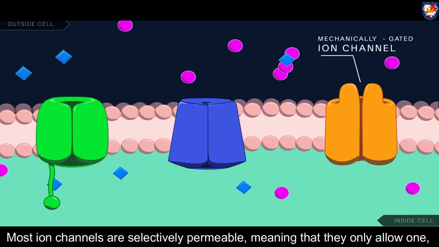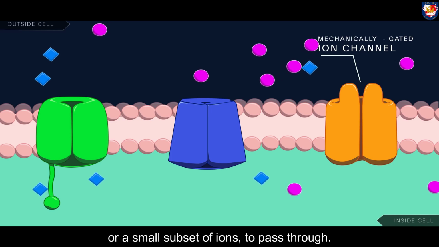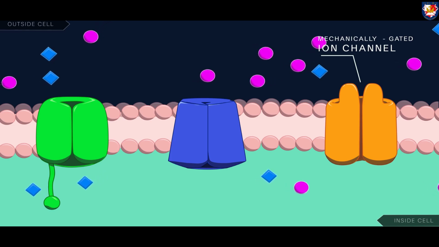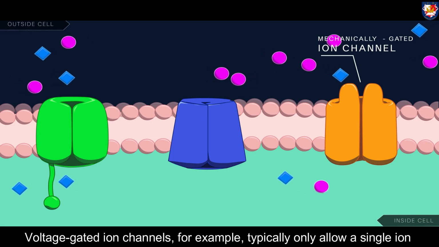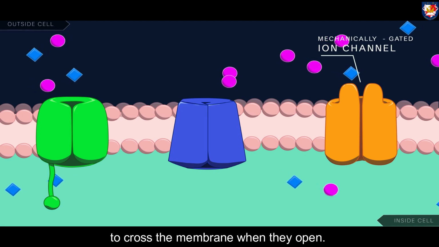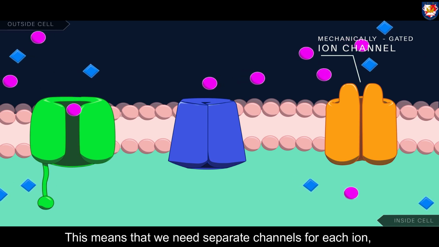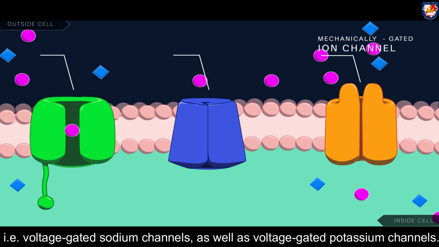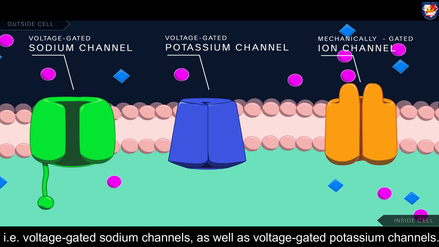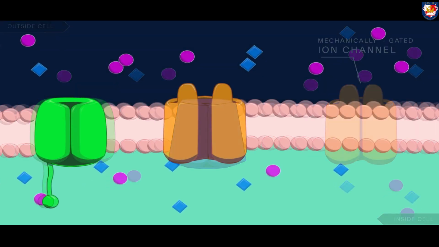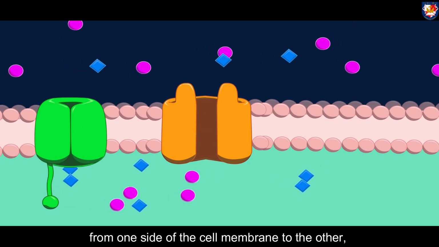Most ion channels are selectively permeable, meaning that they only allow one or a small subset of ions to pass through. Voltage-gated ion channels, for example, typically only allow a single ion to cross the membrane when they open. This means that we need separate channels for each ion, for example, voltage-gated sodium channels as well as voltage-gated potassium channels.